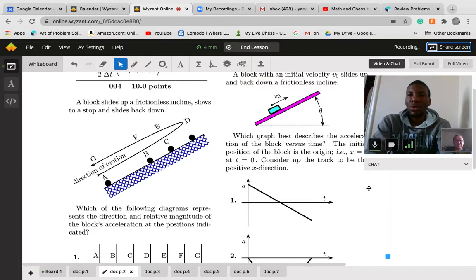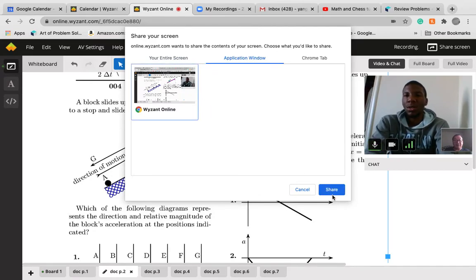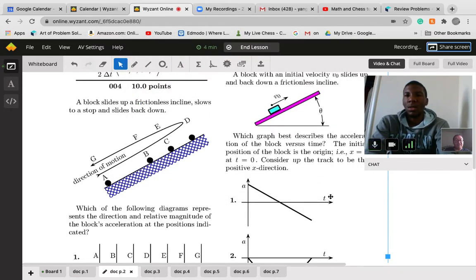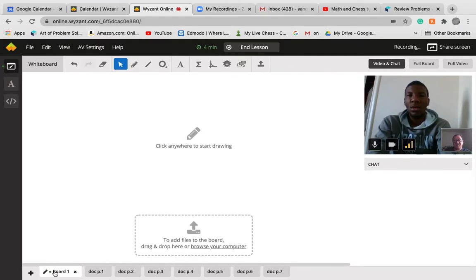No, what you have to do is click share screen at the top right. You see it, and then click the screen. Yes. I did that. And then click share. Yeah, I click share screen. I click this. Oh, let me click this. Okay. Now can you see it? No. Can you see this page? Wait, what? Are you in? I'm on board one. No, I can't see it.